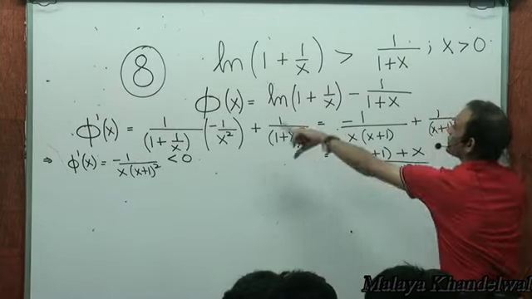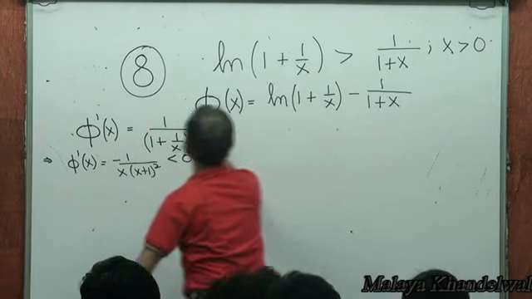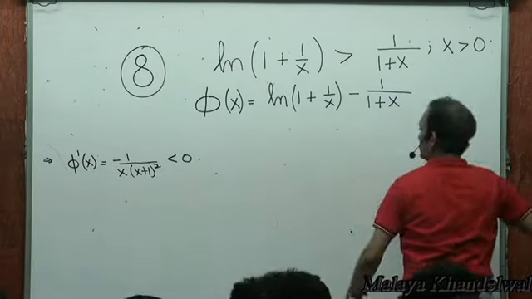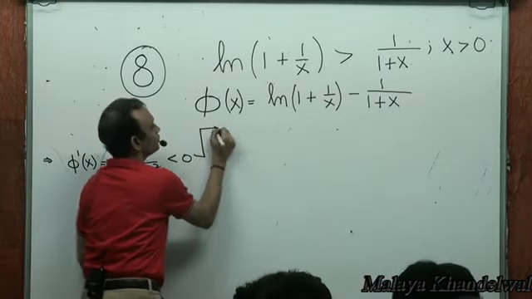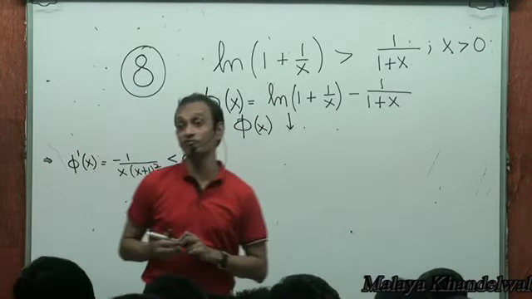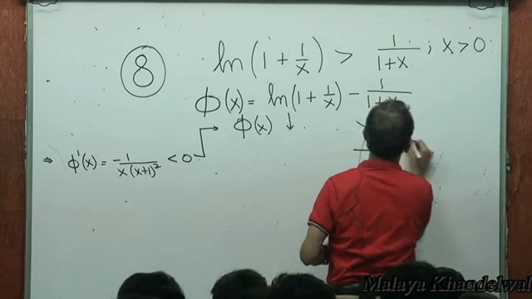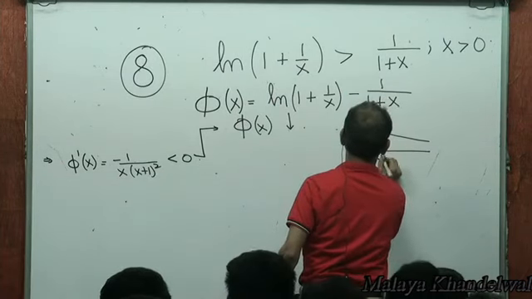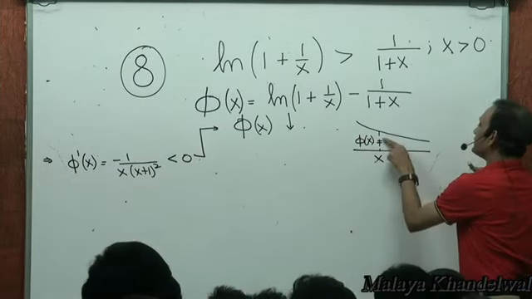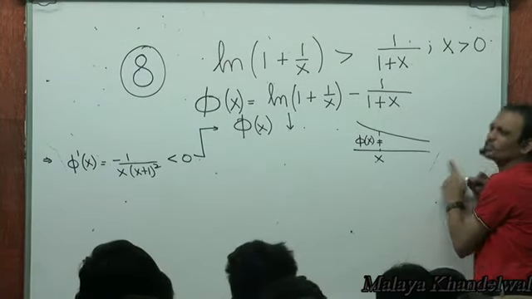Now, can I remove all of this from you? This portion? This would lead us to phi x being monotonically decreasing for x greater than 0. Yes or no? Now, for x greater than 0, if phi x is decreasing, this is some x. This is phi x. Right? So do you realize phi x is decreasing? So phi x will be less than the limit of phi x as x tends to infinity. Yes or no?